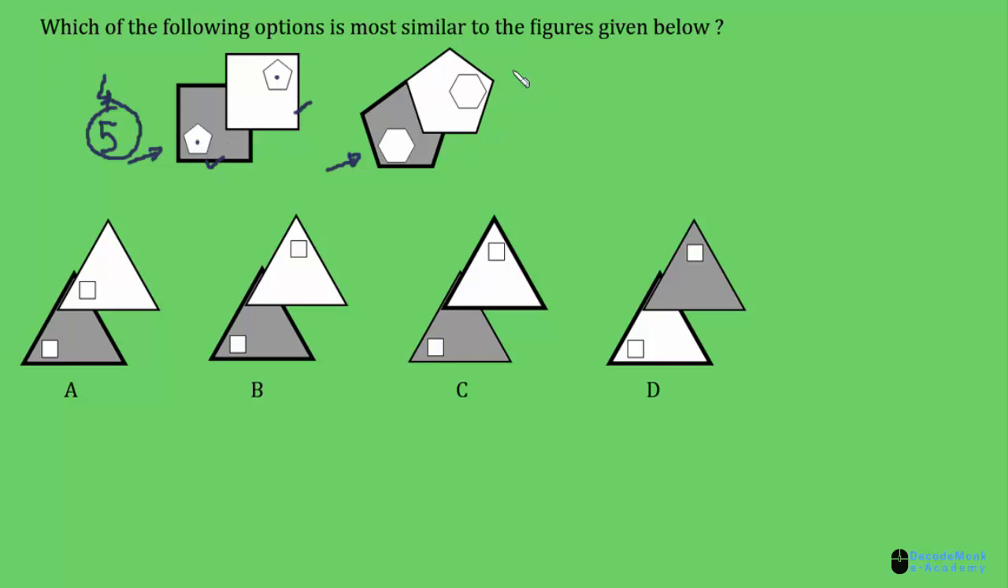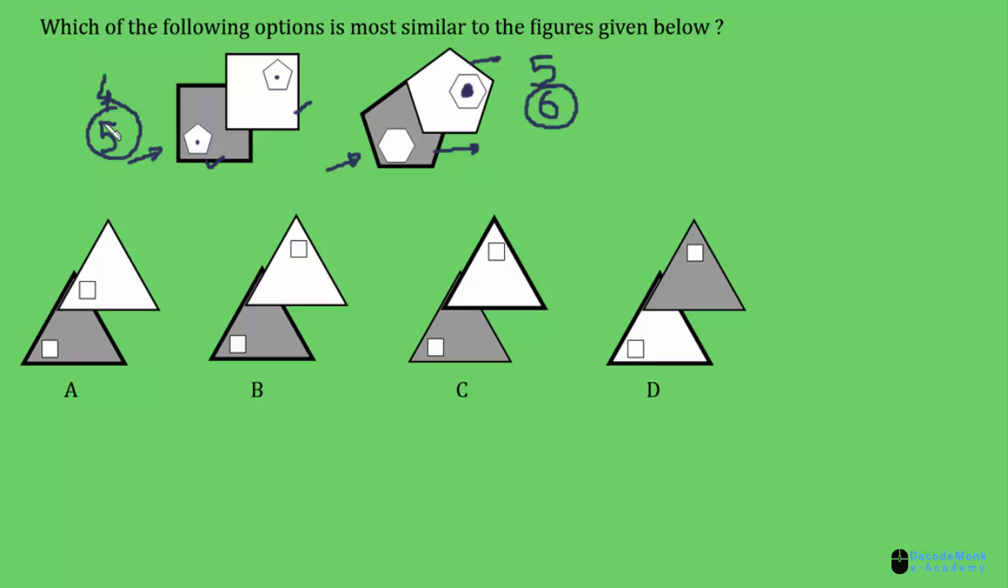For the second figure we have got a pentagon outside. This is the pentagon which has got 5 sides and inside this figure is a hexagon. Similarly, there is again a pentagon shape over here which is shaded and inside it there is a hexagon which has got 6 sides.